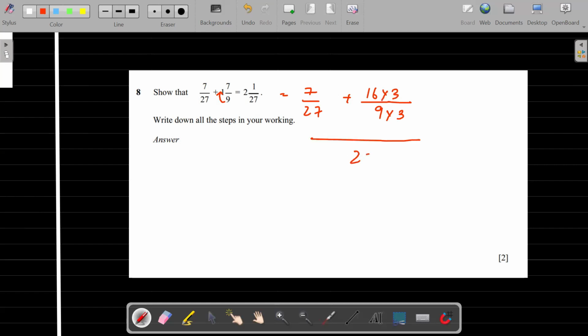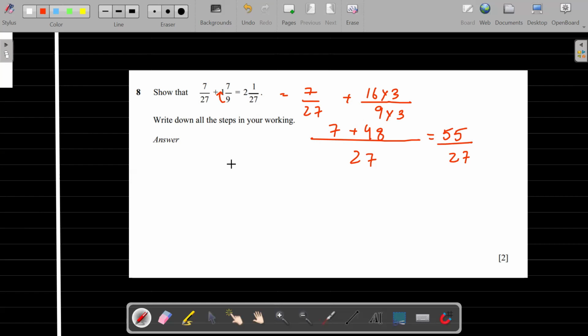Put them in a single denominator. So 7 plus 6 3s are 16 3s are 48. And it is 48 as well. So let's add the values. 55 over 27. It says to write your answer as a mixed fraction. Show that our answer matches with their answer.